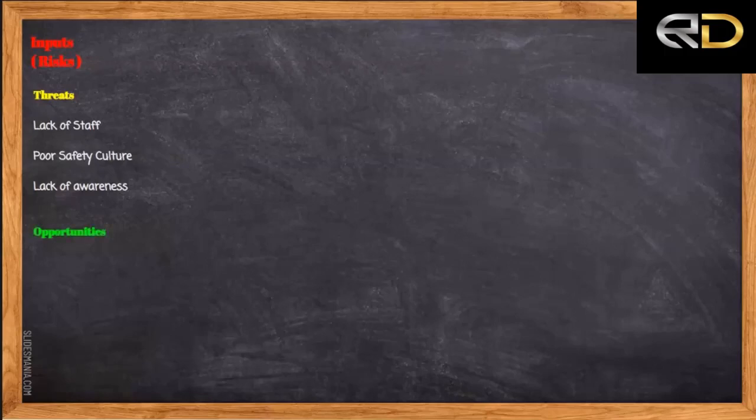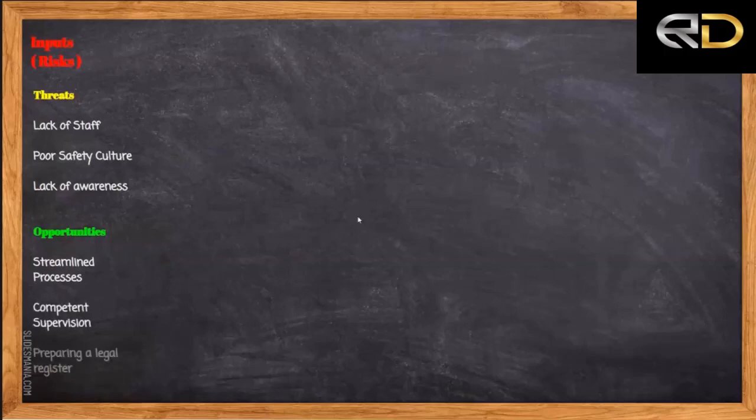And then what are your opportunities? That means what can help you to achieve those quality and safety objectives, ISO 9001 and 45001. Streamlining the process can help you with quality objectives. Competent supervision can help you to reduce workplace accidents, and preparing a legal register can help you to address your aspects and impacts in an organization. Those are your environmental objectives. So this is basically what you need to do.